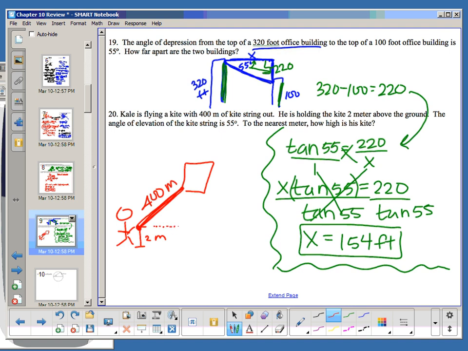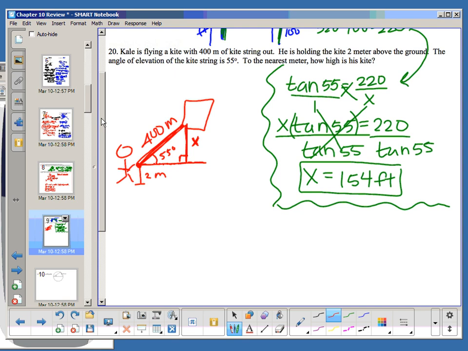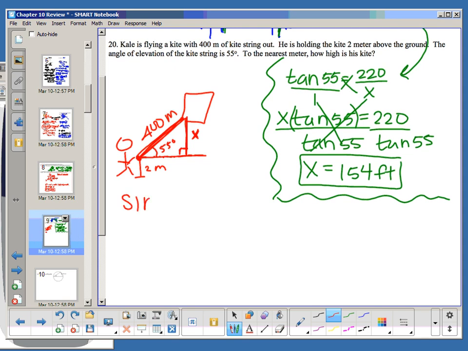So I have to draw in my horizon line. That's 55 degrees. Right, so what we need to find is how high the kite is. Well, we already know it's got a base starting at 2 because that's how high his hand is. We need to find this value right here, and it's a right triangle, so I can use trig. Opposite and hypotenuse are the two sides I'm dealing with here. So I'm using sine. So sine of 55 equals x over 400 over 1.